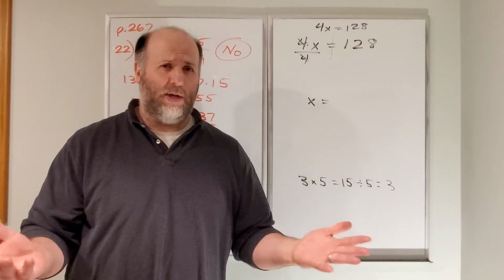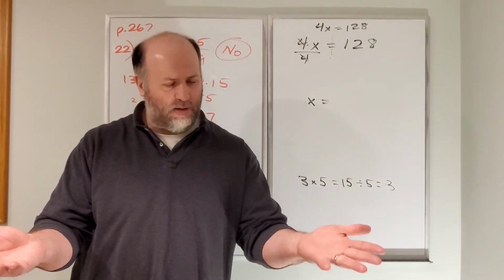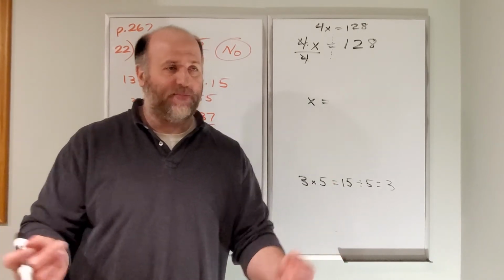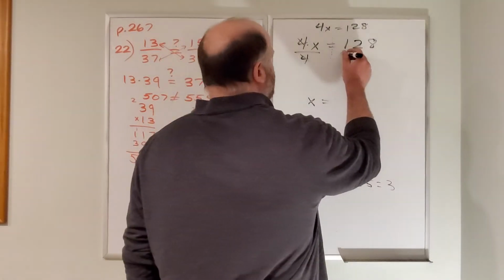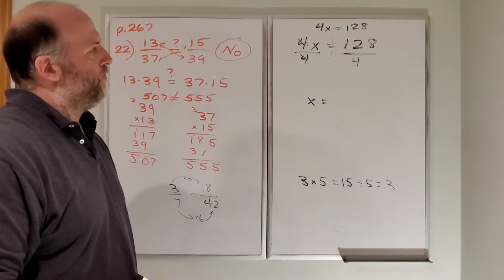So you want to keep the teeter-totter in balance by, whatever you do to this side, you have to do to this side. Okay, so if you divide this by 4, you've got to divide this by 4 as well. This will keep the equation in balance.